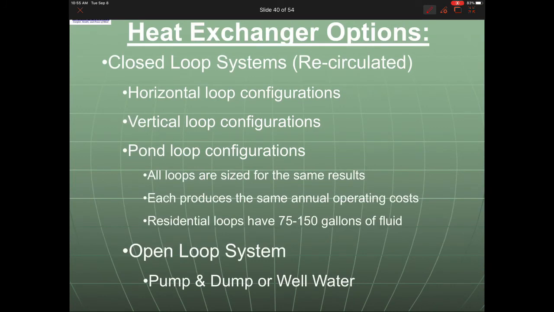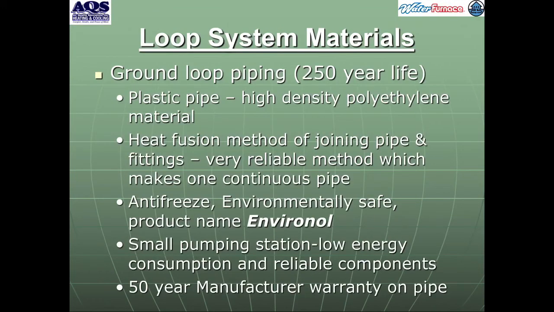So, heat exchanger options. Any closed loop system is recirculated. Those are the horizontal loop, the vertical loop, and the pond loop. And then of course the one that is not done that way would typically be an open loop system, and that's considered the pump and dump system. So that's typically how that would end up working.